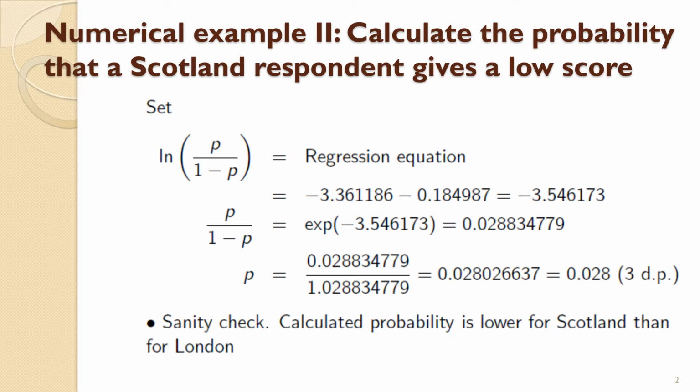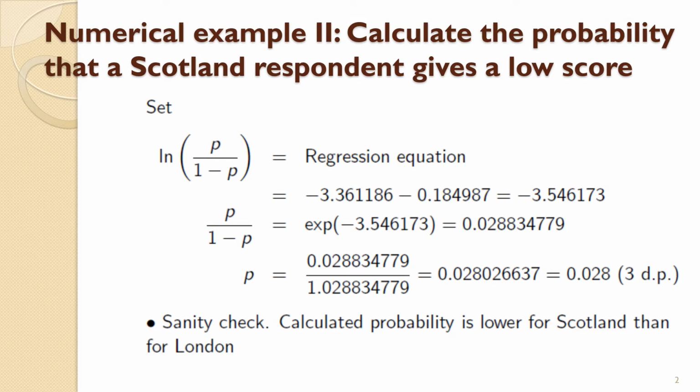So the second numerical example then, so some extra practice, but the main thing I wanted to try and get across here is this interpretation element, and consistent with the regression output we saw before, what you should see if you do this calculation is that this probability of giving a low score is lower for people from Scotland than from people from the London and Essex region. Okay, so there's an interpretation element to these things. It's not just a purely mechanical algebraic exercise.